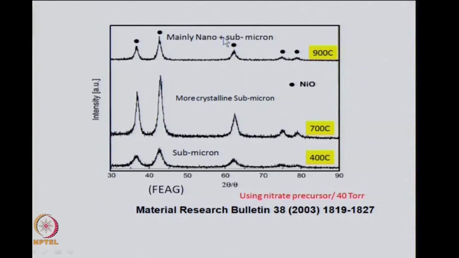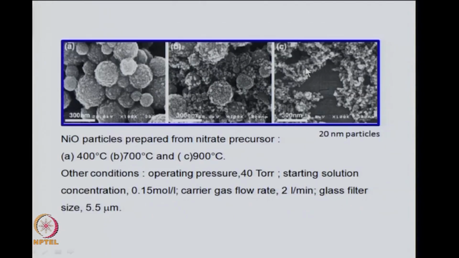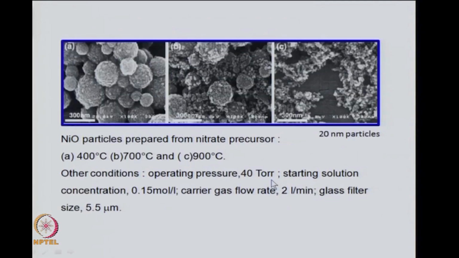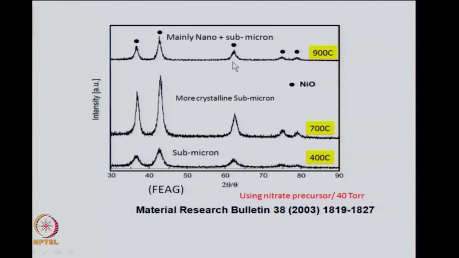Most of the nanoparticles are formed at higher temperatures, whereas at lower temperature you get the submicron particles which are normally formed in any spray pyrolysis method, and then when you heat at 700 these submicron particles crystallize. But when you are doing the reaction at 900, because the temperature is high, there is abrupt evolution of heat and gas in this low pressure chamber, the particles become very small and you get these 20 nanometer particles, and that is what is seen in the X-ray also.